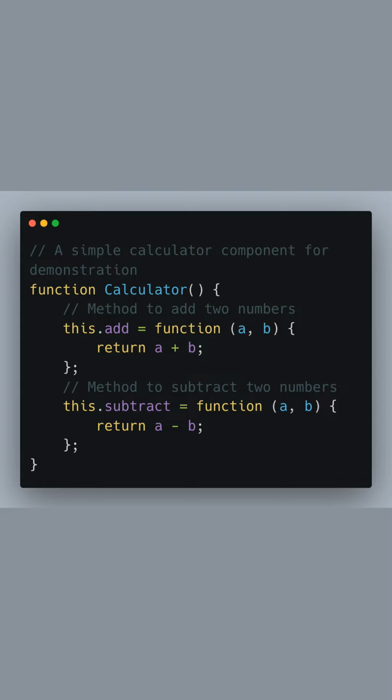Let's start by looking at our standalone component, the calculator. This is a simple JavaScript object with two methods, add and subtract. The add method takes two parameters, a and b, and returns their sum. Similarly, the subtract method takes two parameters and returns the result of a minus b. This component is self-contained and has no external dependencies, making it an ideal subject for unit testing.